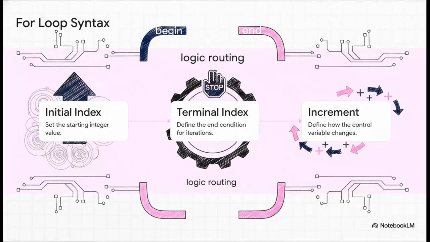So the crucial point here is how we use an integer loop control variable to generate huge swaths of logic without having to type it all out manually. The syntax follows 3 basic steps. First, you set the initial index, that's your starting integer value. Second, you define the terminal index, which tells the loop exactly when to stop iterating. And third, the increment specifies how the variable changes each time. By placing our logic routing inside this loop, the hardware compiler does the heavy lifting, automatically stamping out the complex routing circuitry for us from start to finish.